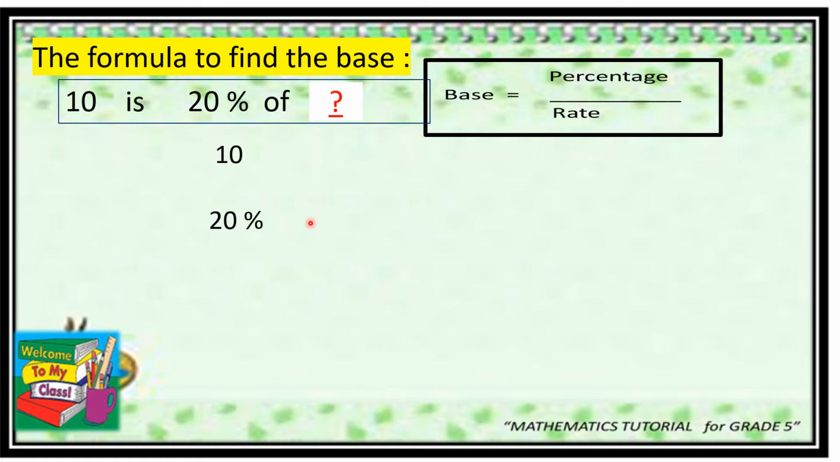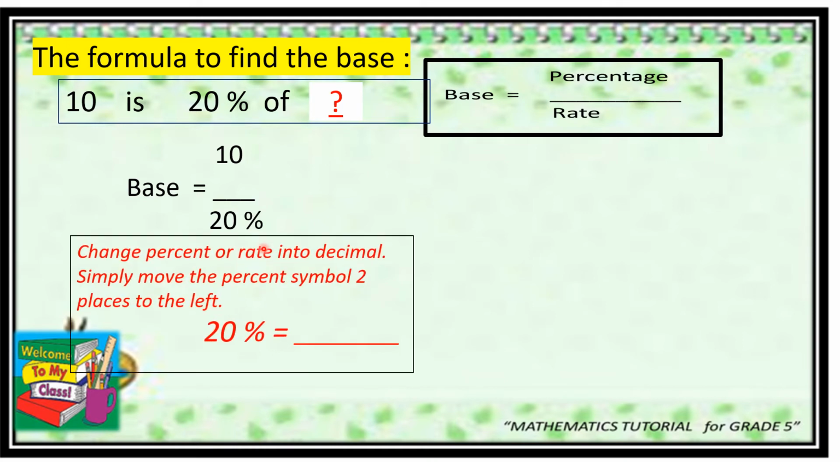Ang 20. Ano po ang 20? Ito po ay rate dahil merong symbol na percent. So, base equals 10 divided by 20%. Dahil may symbol na percent, hindi tayo basta pwedeng mag-divide. Ang gagawin po, yung 20%, i-change into decimal. Change percent or rate into decimal. Simply move the percent symbol 2 places to the left.